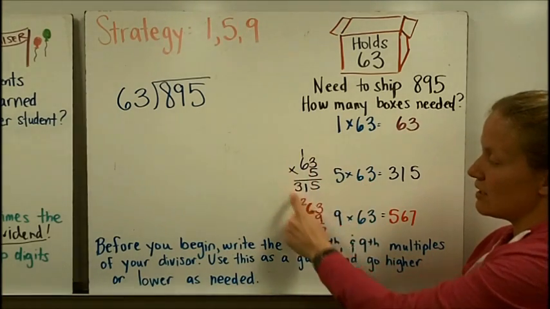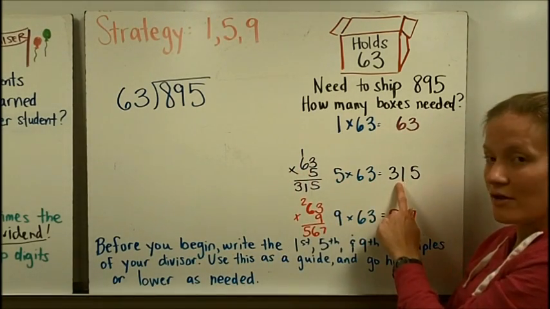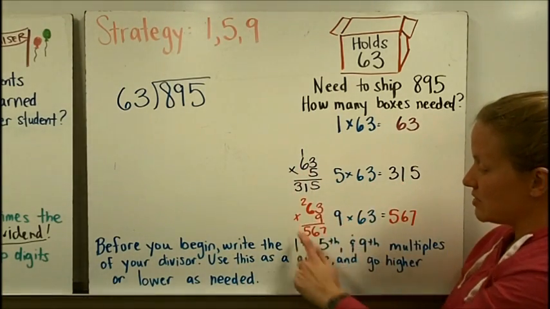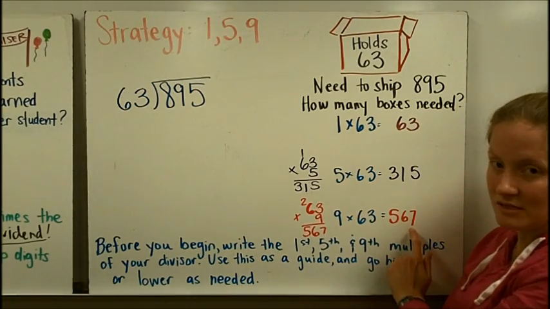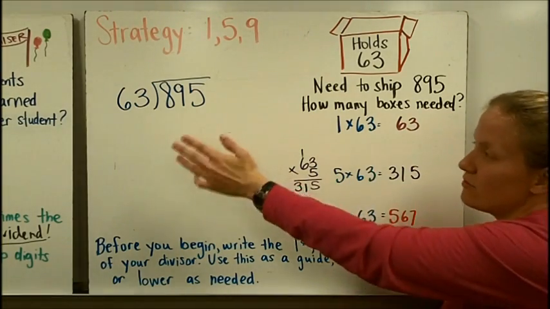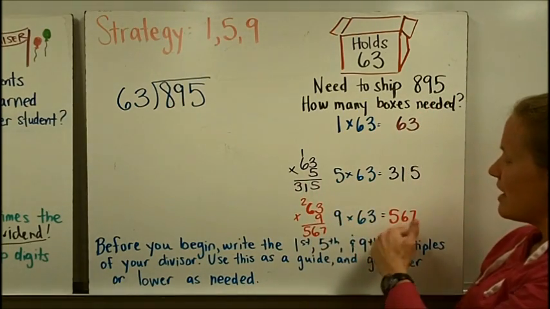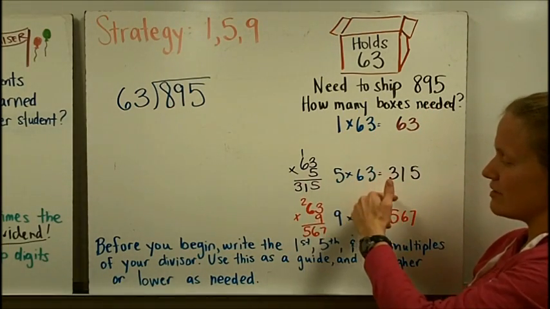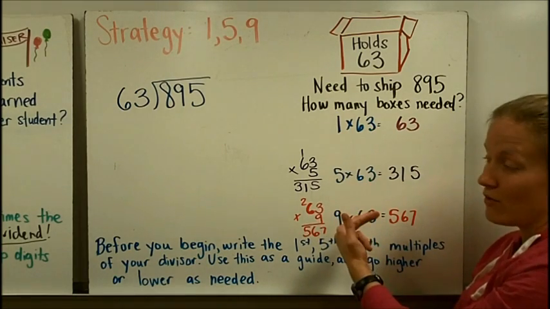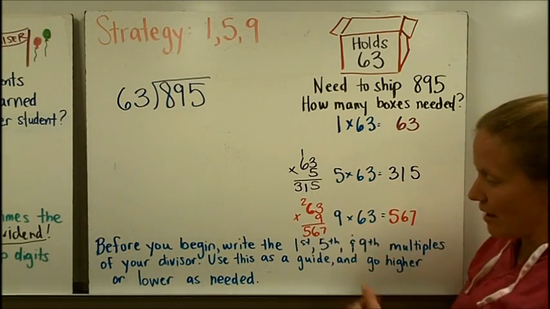5 times 63 I did right here and got 315. 9 times 63, I got 567. So now, as I go through and try to think about how many times can 63 go into parts of that dividend, I'm going to compare it to these numbers and think about, do I need to go higher or lower than what I have already figured out?